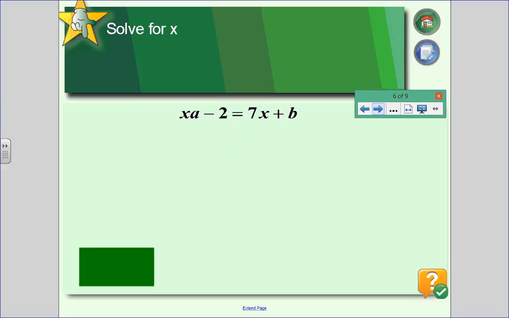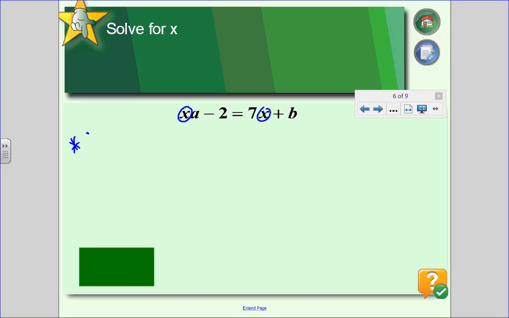Okay, here's our next example. We want to solve for x in this problem. So I'm going to circle all the x's I'm seeing. When you notice x's, or whatever variable you're trying to isolate, on both sides of the equation, you need to work to get them on the same side first.